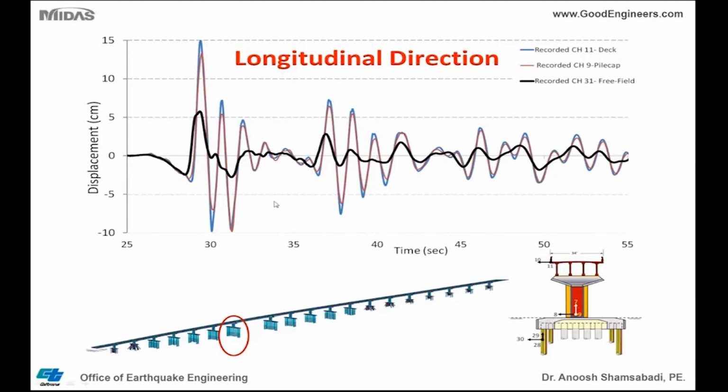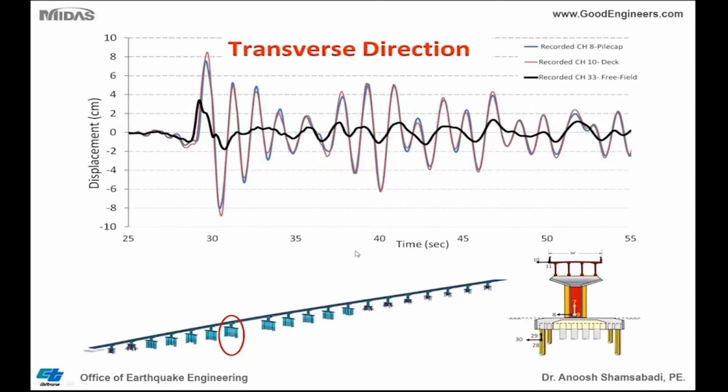Now looking at the recorded motion, especially channel 9 and channel 11, it appears that, first of all, they move in phase, and we almost have a rigid motion between the bottom of the column and the top of the superstructure. That means it pretty much moved in phase. That's in the longitudinal direction. In the transverse direction, same thing.